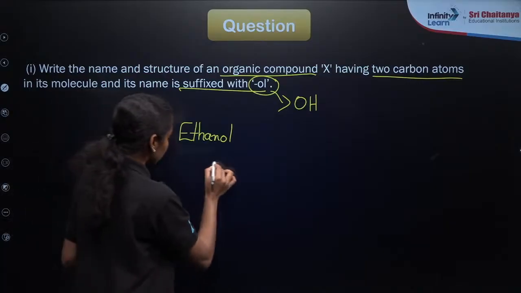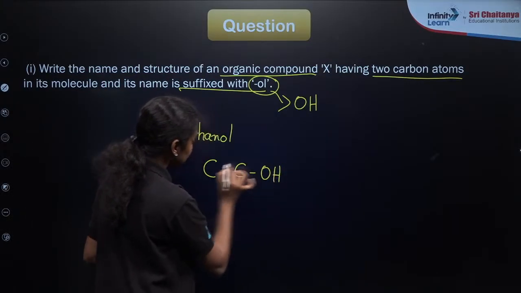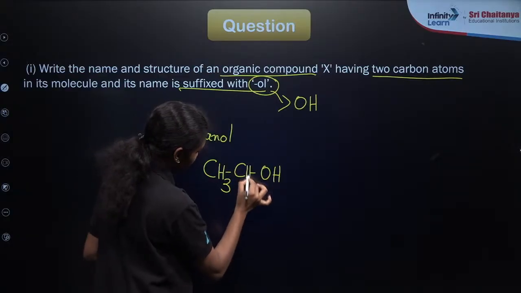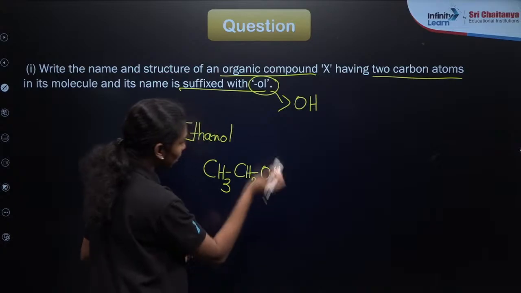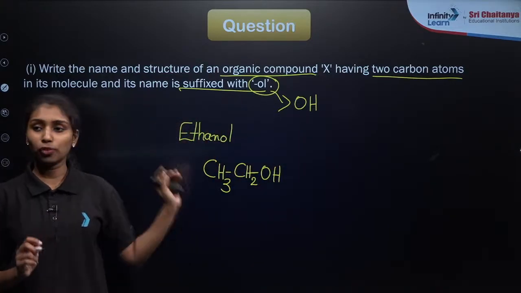Two carbon compound, right? So 2 carbon is here and 1 is OH group. Now we need to balance the valency of carbon here. So here it will be CH3 and here it will be CH2. So CH3CH2OH is the structural formula of ethanol having the 2 carbon atoms with the suffix of ol. Is that clear?